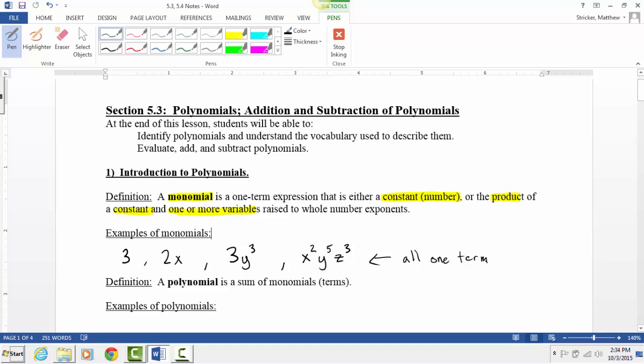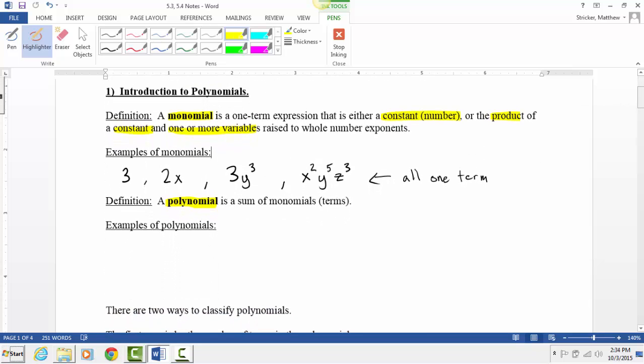Now, a polynomial, that's the next definition. A polynomial is the sum of many monomials. So there could be 2 monomials, 3 monomials, but the idea is that a polynomial is a bunch of monomials added or subtracted together. So maybe an example here might be x plus 2. That's a polynomial with 2 terms. We could also have something like x squared plus 5x minus 1. That has 3 terms in it.